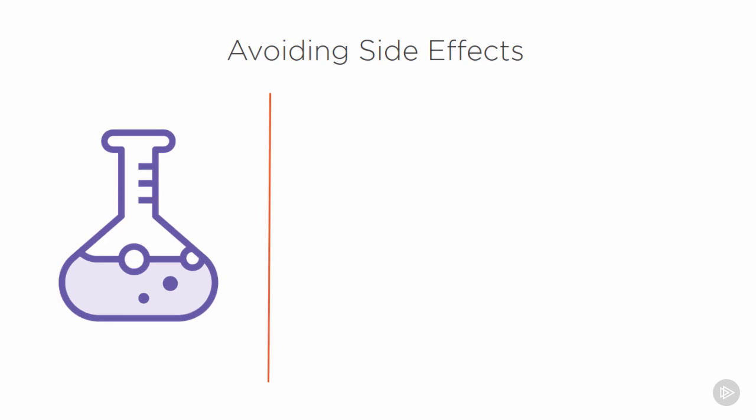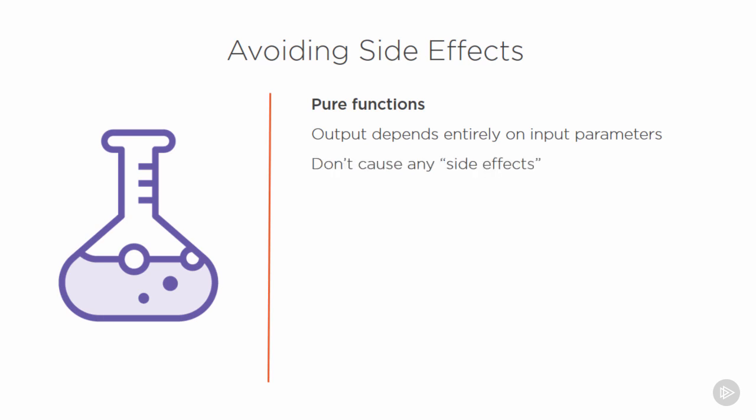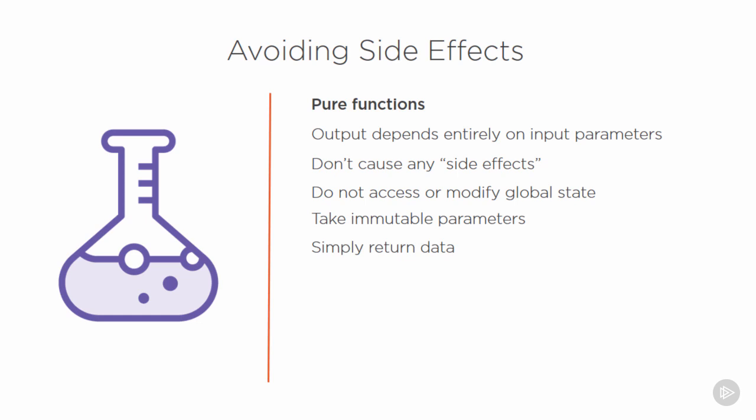In functional programming, you're very strongly encouraged to use what's called pure functions. These are functions whose output depends entirely on their input parameters. They're not allowed to cause any side effects at all, including accessing or modifying global state, or even changing the parameters that were passed in. Those parameters must be immutable. All a pure function is allowed to do is return some more data.